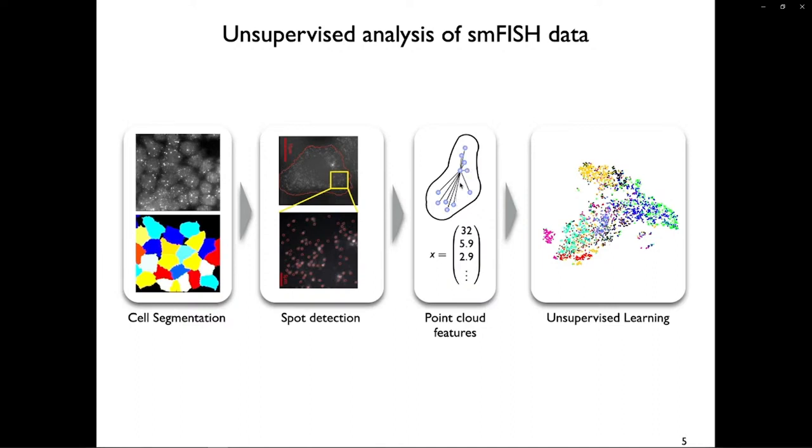For this point cloud, we can now represent it with a feature vector. That is to say, we calculate certain measurements on these point clouds, using features from spatial statistics. And so this feature vector describes the point cloud, right? Once we have done this, we have basically a vector. So we have represented each cell by a vector that is indicative of the spatial distribution of RNAs inside the cell.